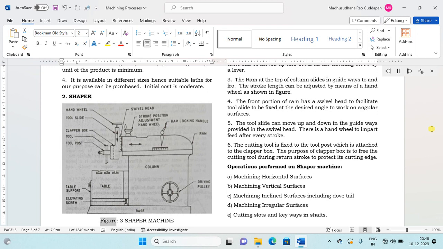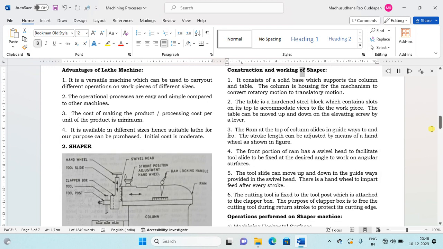2. Shaper. Figure 3. Shaper machine. Construction and working of shaper. 1. It consists of a solid base which supports the column and table. The column is housing for the mechanism to convert rotatory motion to translatory motion. 2. The table is a hardened steel block which contains slots on its top to accommodate vices to fix the workpiece. The table can be moved up and down on the elevating screw by a lever.